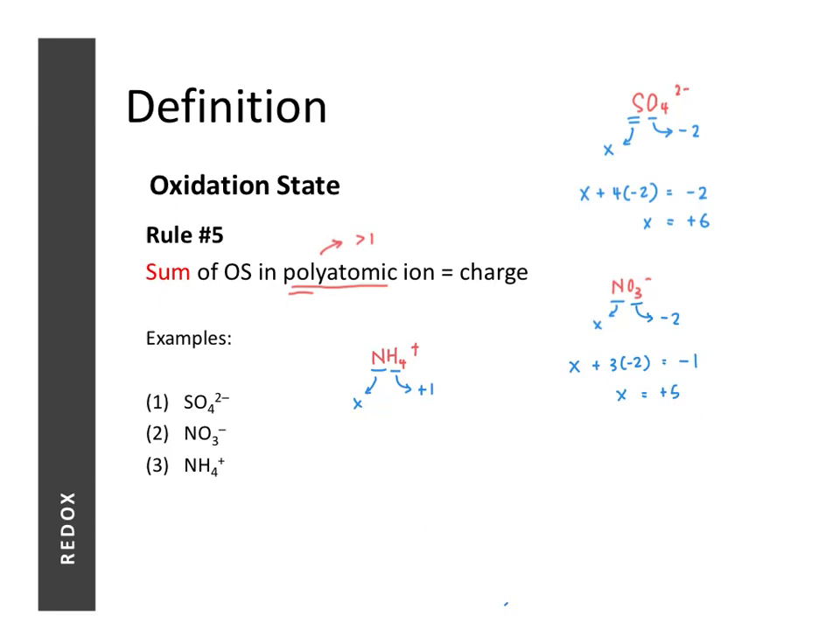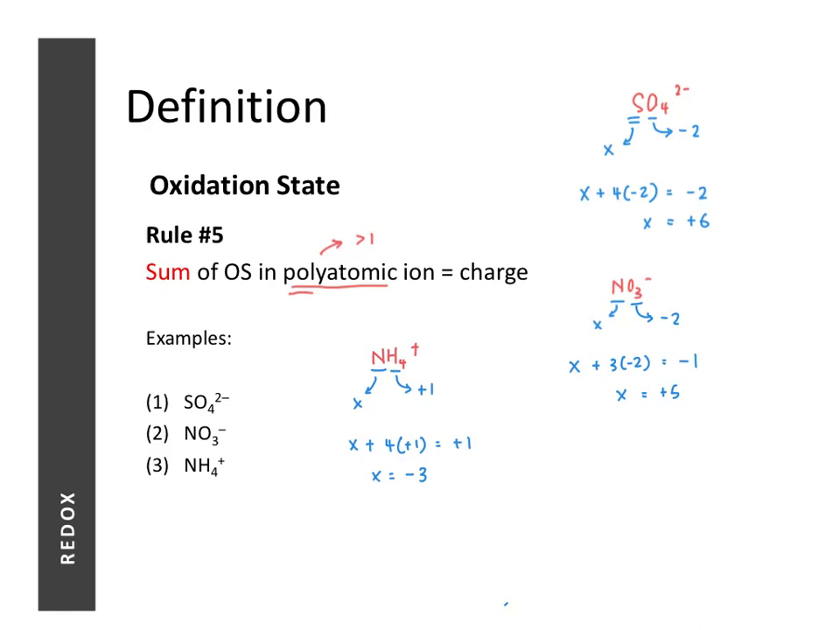So in order to find the value of X, we can sum up all the oxidation states. X plus 4 times +1 equals the charge, which is +1. And when you solve for X, you'll find that X equals -3. So through the examples, I hope you can see how rule number 4 and number 5 is very powerful in allowing us to know the oxidation states of elements where they do not have a fixed oxidation state.